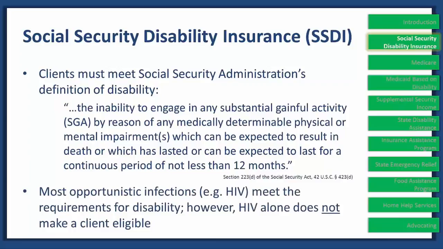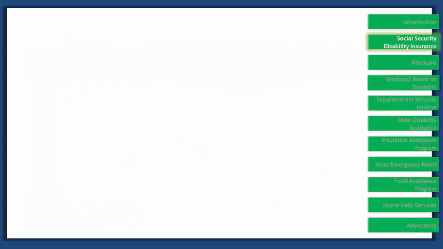Most opportunistic infections meet the requirements for disability, except pneumocystis carinii pneumonia, or PCP. However, the client's entire physical and mental picture will be examined, and HIV diagnosis alone doesn't make a client eligible. If your client has a CD4 count below 200, this won't automatically make them qualify for disability either.